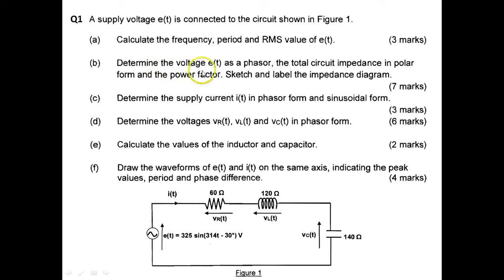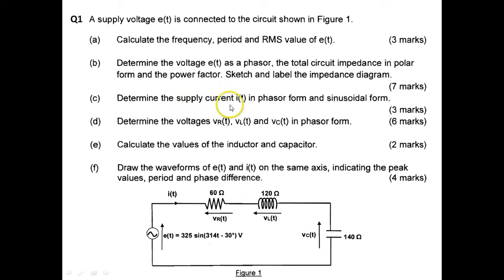Part B wants us to determine the voltage input waveform as a phasor, and also to calculate the total impedance in polar form as well as the power factor. That means I want to look at this whole circuit and determine what's the total impedance and also calculate the power factor. Next, we want to sketch and label the impedance diagram.